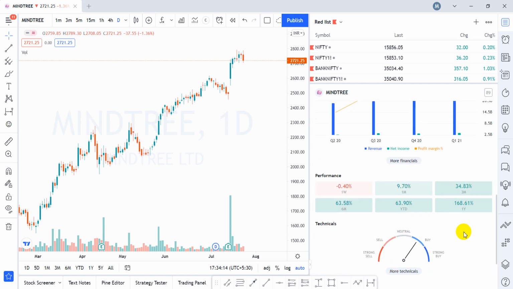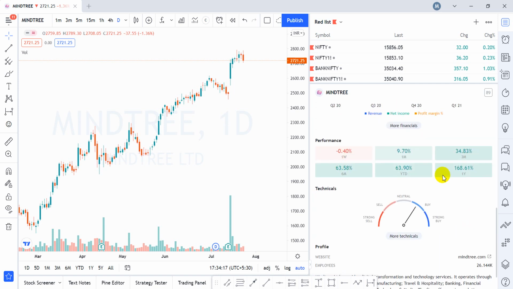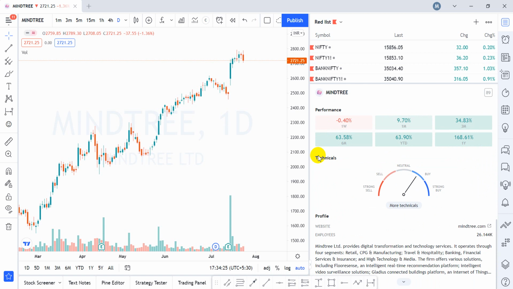All right, and if you see the price performance in the last 1 year, the price of the stock has risen 168.61%, and with all my technical parameters combined, this stock is in the buy territory.